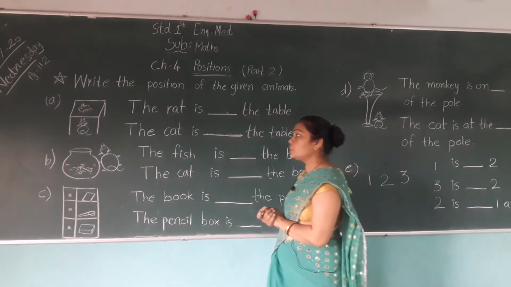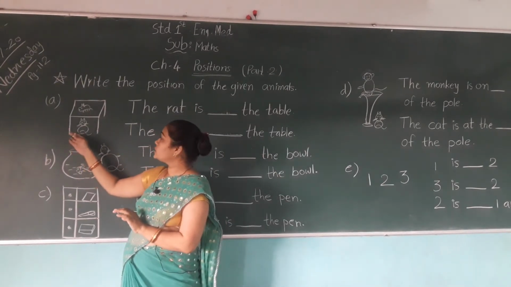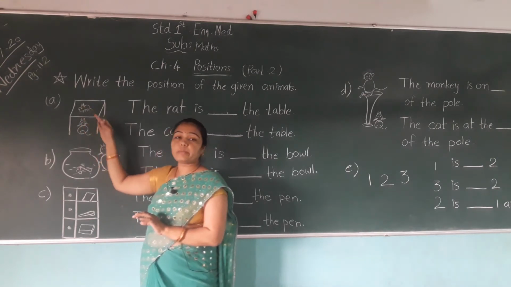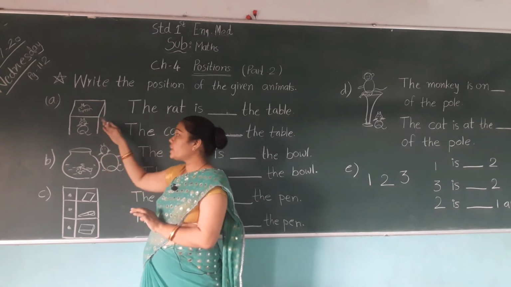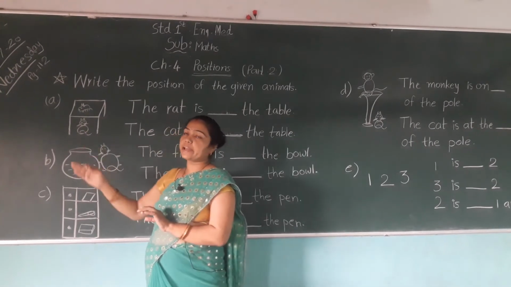Now first look at this picture. First A, look at this picture. What are you looking at in this picture? See, one table is given here. On the table the rat is there and one cat is there.